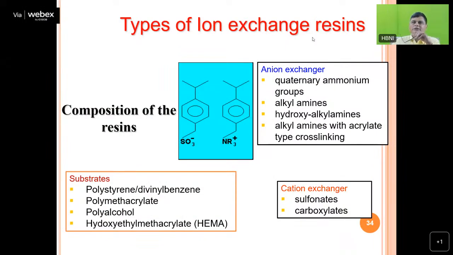Okay, so you can see that you can functionalize with either an anion exchanger or a cation exchanger. What are the different kinds of substrate you can use for making the resin? Polystyrene divinyl benzene, polymethacrylate, polyalcohol, and hydroxyethyl methacrylate, which is termed HEMA.